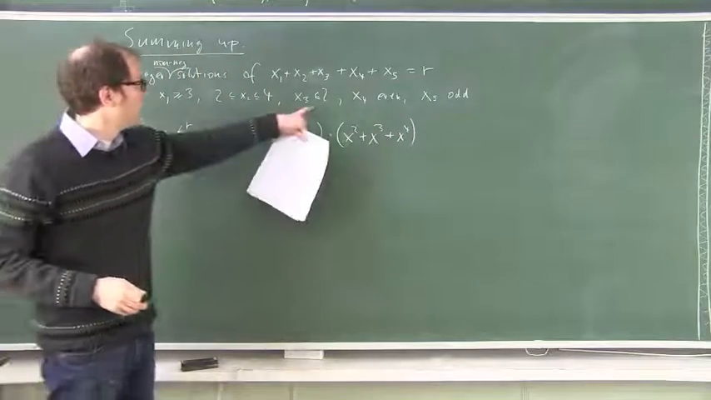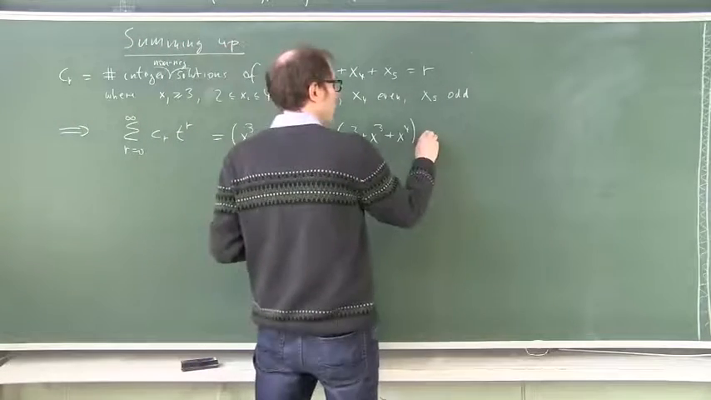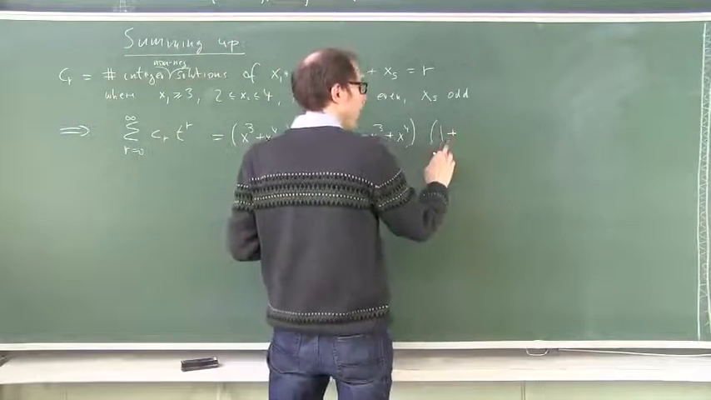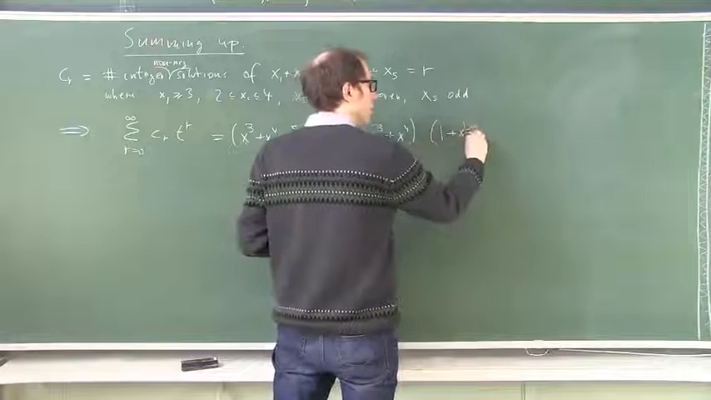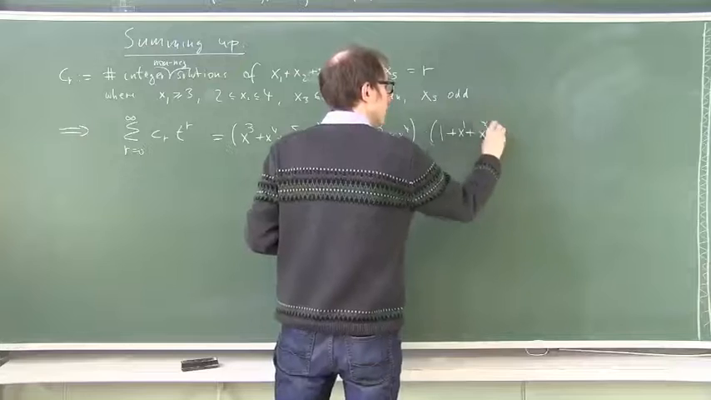Now here, x3 should be at most 2, but it's not negative. So we start from 0. So 1 times x to the 0 plus 1 times x to the 1, x to the 2.